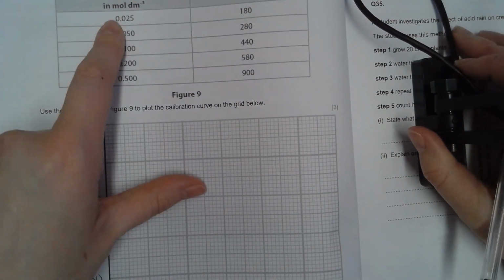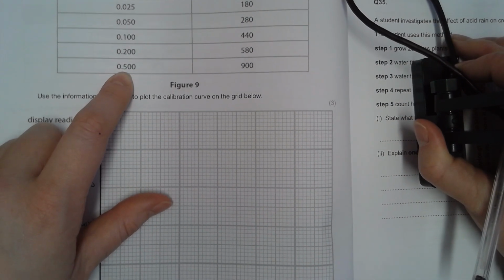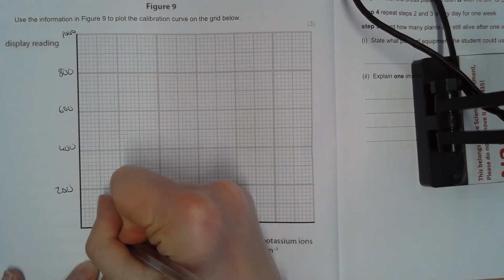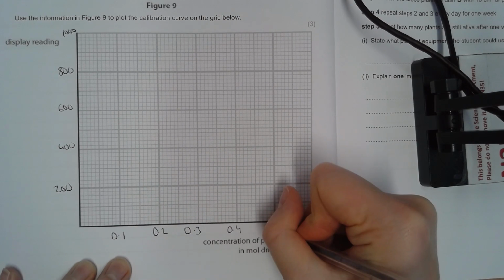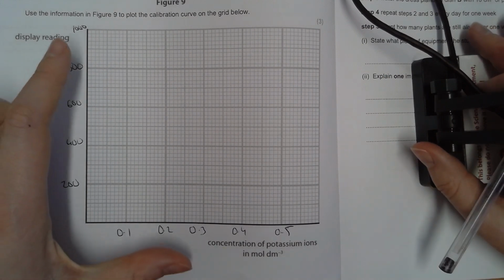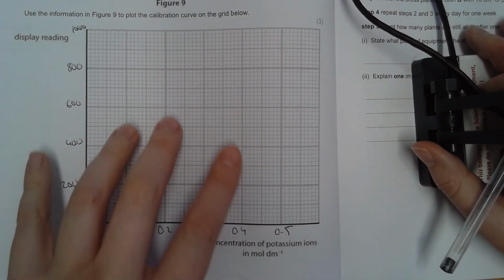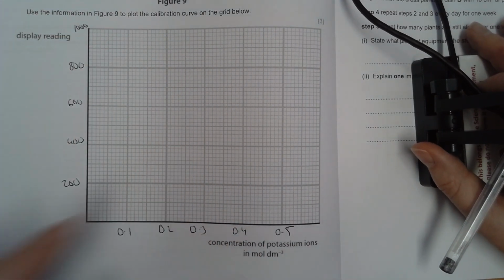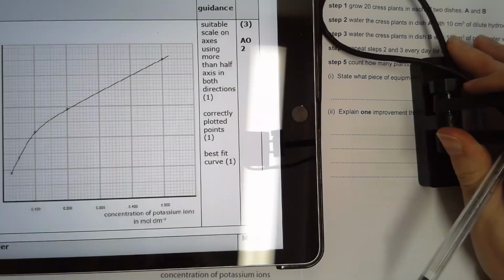these points. On this axis, you start small with 0.025, but you need to get the whole way up to 0.5. So again, the only way you're going to fit all that in is if you go 0.1, 0.2, 0.3, 0.4, and 0.5. So you get your first mark for just suggesting a suitable scale, and that scale should take up at least half of the graph paper. Okay, so that's your suitable scale. You get another mark for just plotting your points, and then you get a mark for plotting a curve of best fit. And this is what that curve should look like.